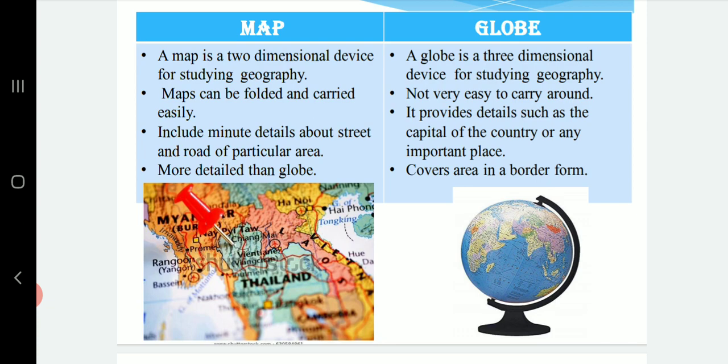But the globe provides things such as the capital of a country or many important places. We can see the whole area by seeing it, but it doesn't give you the detailed information. A map is more detailed than a globe, but the globe covers the area in a broader form.